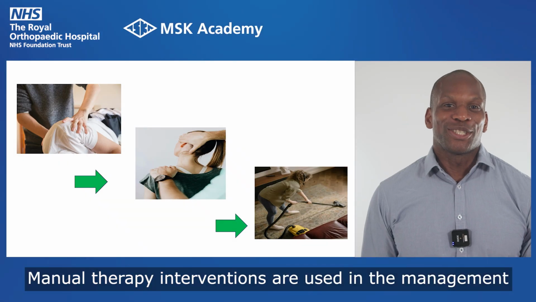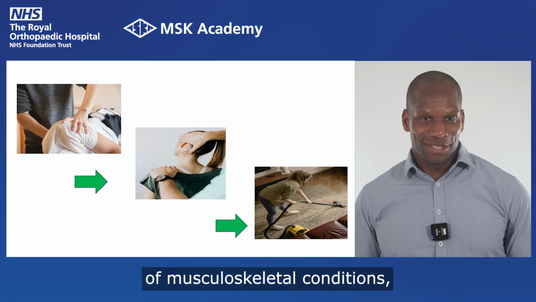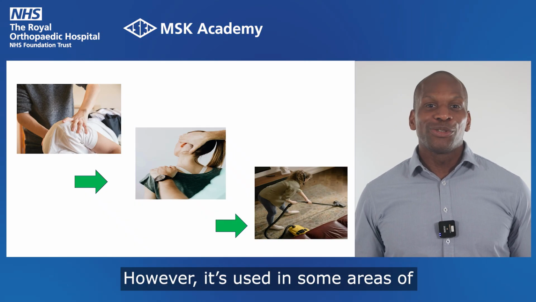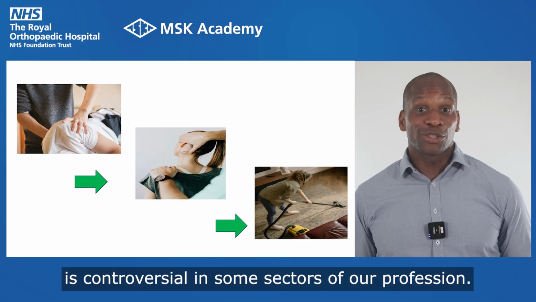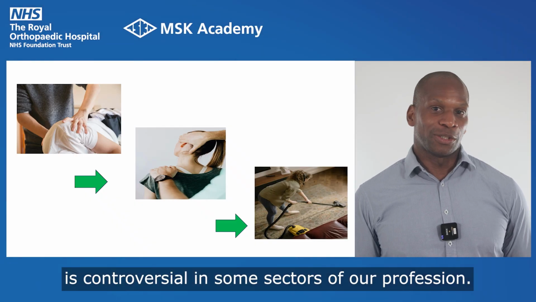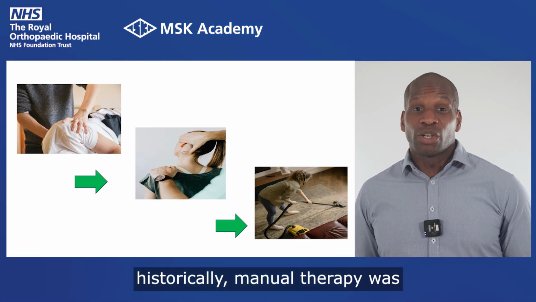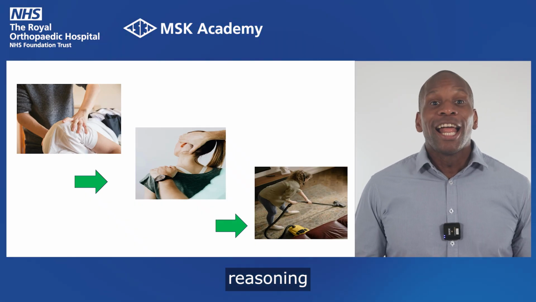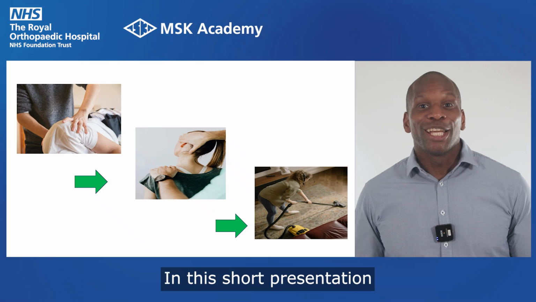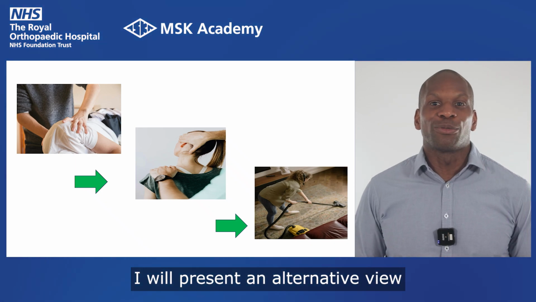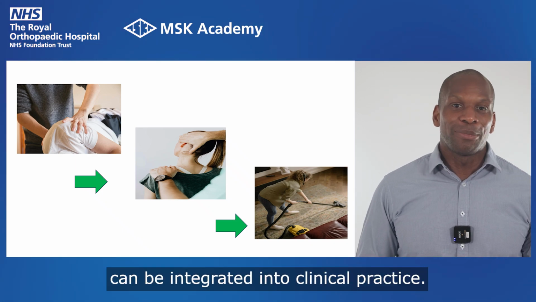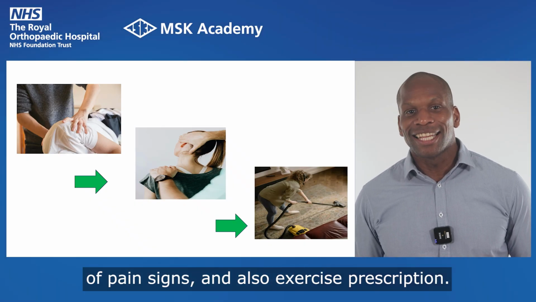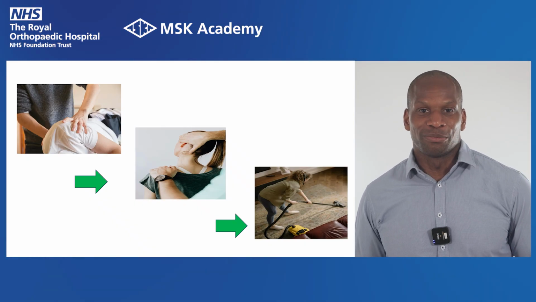Manual therapy interventions are used in the management of musculoskeletal conditions, and they're a common recommendation in clinical guidelines. However, its use in some areas of musculoskeletal practice is controversial in some sectors of our profession. This may be because, historically, manual therapy was built on the principles of anatomical reasoning and technical specificity. In this short presentation, I will present an alternative view to how manual therapy can be integrated into clinical practice using our current understanding of pain science and also exercise prescription.